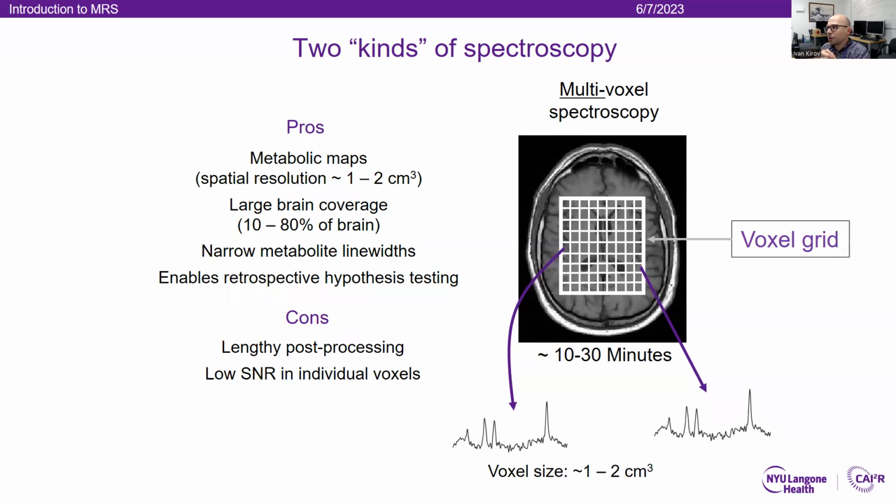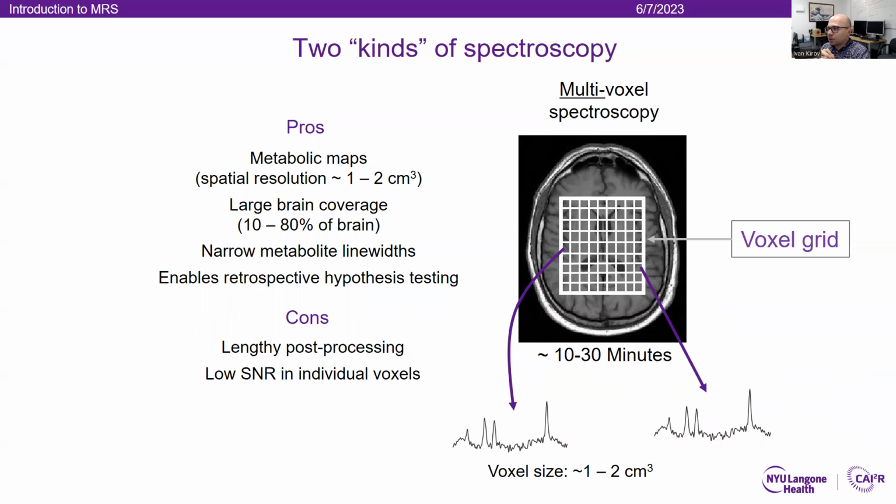Okay, what about multivoxel spectroscopy? Now, here we have a voxel grid. Each of these squares is a voxel. For each of these voxels, you get a spectrum. So you actually have metabolic maps with a spatial resolution of about 1 to 2 cubic centimeters. This is the volume of each voxel.